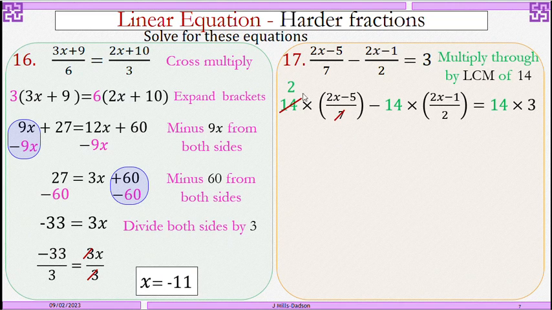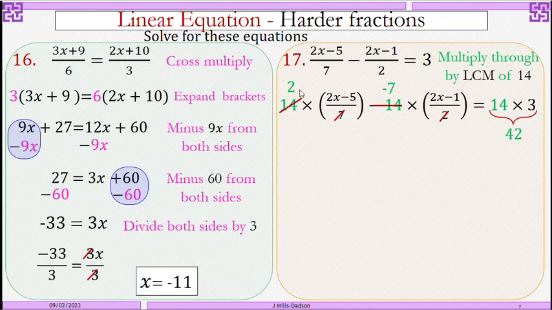So 7 goes in 2 times. 2 goes into 14 7 times. Because there was a negative, that's why it's negative 7. If you want to have a look, it's negative 14. So 2 divided into negative 14 is negative 7. And 14 times 3 is what you work out. So you have 42. 14 times 3.